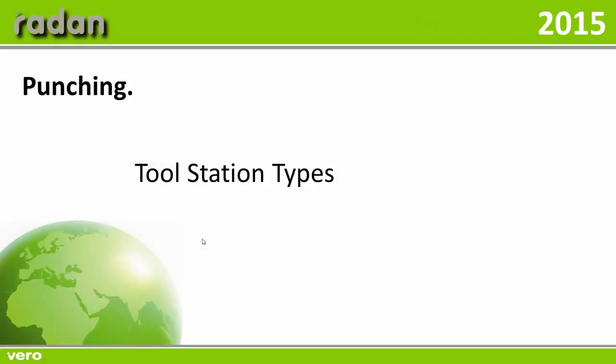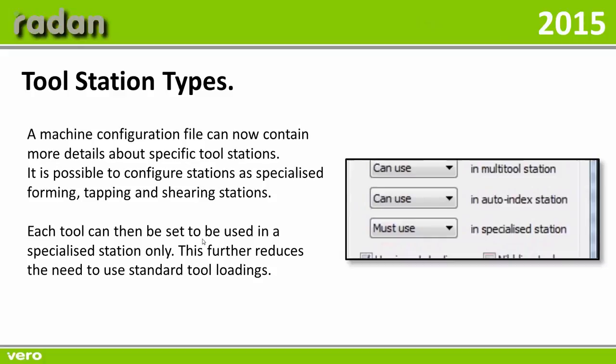Toolstation types. A machine configuration file can now contain more details about specific tool stations. It is possible to configure stations as specialized forming, tapping and shearing stations. Each tool can then be set to be used in a specialized station only. This further reduces the need to use standard tool loadings. So you can see here that I've got a specialized station, and then I've got the option to say must use. So a particular forming or tapping tool will be only placed in the specialized station.